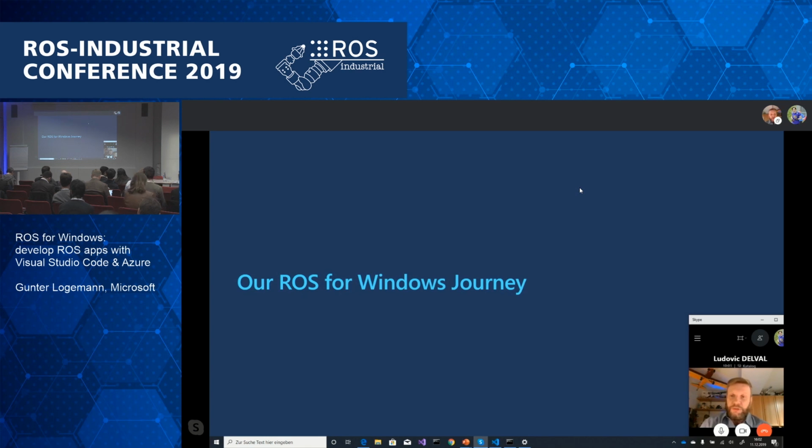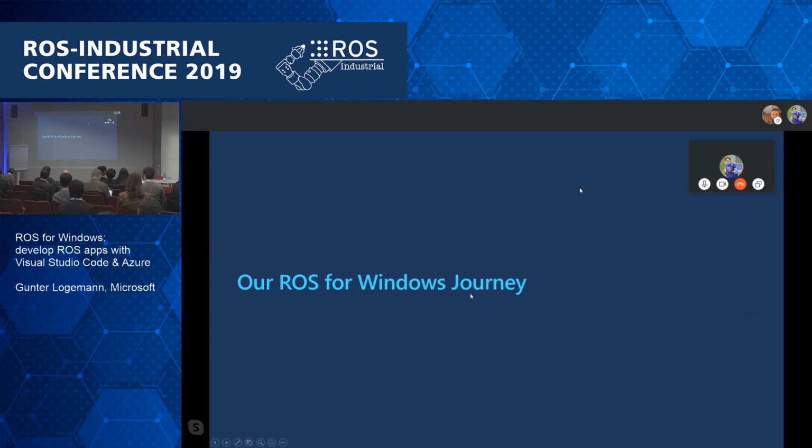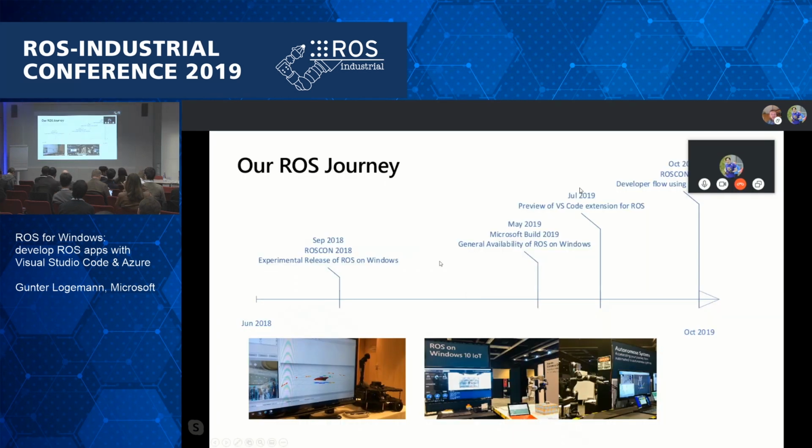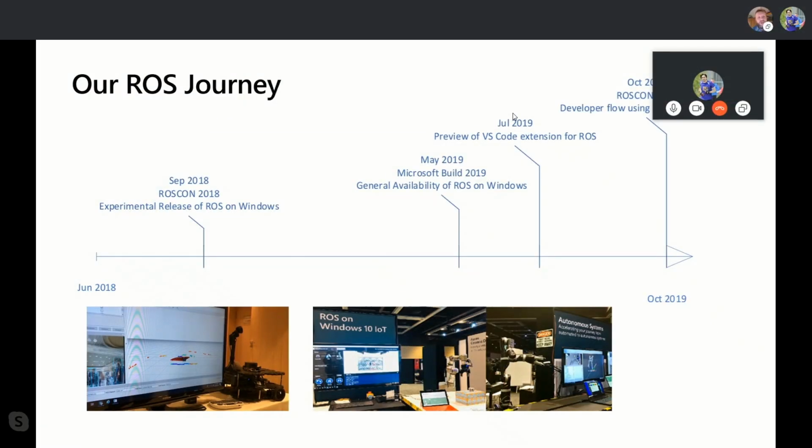Talking about ROS on Windows, we actually started ROS on Windows almost a year ago, or more than a year ago, in September 2018, when we launched our ROS version for Windows. So we are not really talking about ROS for Windows, it's more ROS on Windows, because we are enabling ROS on Windows, not so much building a special version of ROS. This is really important to understand.